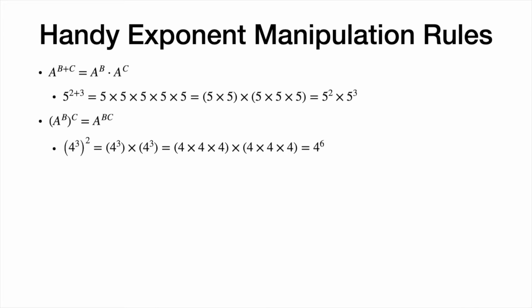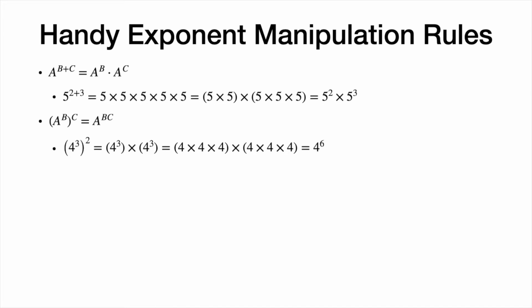Okay, so you can see 4 to the sixth, 6 is simply 3 times 2. Those are our powers multiplied by each other. So 4 to the third raised to the second power is equal to 4 raised to the 3 times 2 power. And note that this only works if it's 4 to the third grouped raised to a power. It does not work if the 3 raised to the second power was grouped.